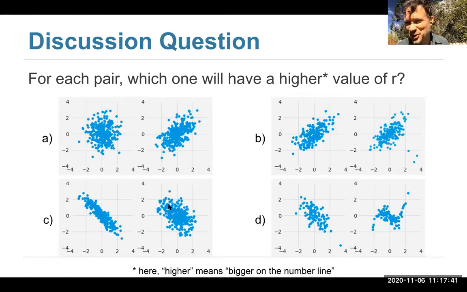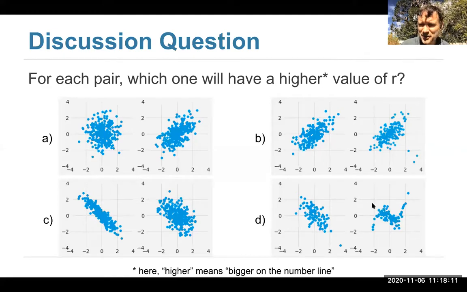So here, this is a little tricky, but the right one has a larger value of R, even though it's a weaker association. Okay, because -0.5 is a little more to the right on the number line. Okay, part D, left one, that's kind of a negative association to R, maybe, I don't know, -0.5 or something. And what about the right one?